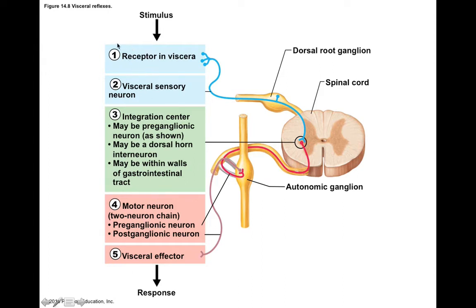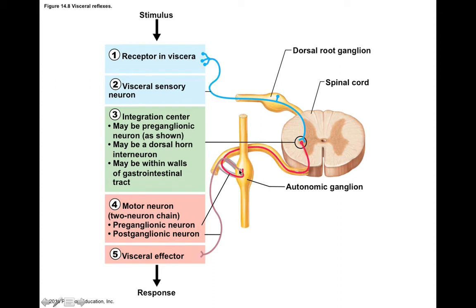So remember, we have our receptors in the viscera that receive stimuli, whether it's chemical, stretch, or pressure, and then that can be transduced into action potentials that are transmitted back towards the spinal cord through a visceral sensory neuron whose cell body is in the dorsal root ganglia. That'll synapse on an autonomic motor neuron in the lateral horn of the spinal cord, which is going to send its axon out through the ventral root and then along the spinal nerve through white rami communicantes.